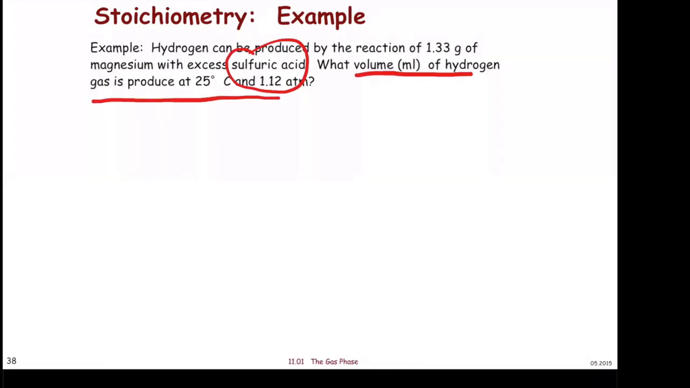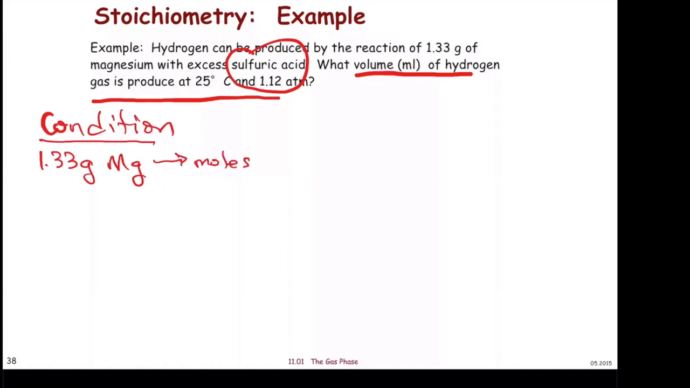And here we don't have STP. So when you see a problem like this, write the conditions. The reason you want to write the conditions is because you don't want to keep referring to the word problem. It slows you down. You just want to worry about what variables you have to work with. You have 1.33 grams of magnesium. That's a starting material. You could probably calculate the moles from that. We'll do that later. We have sulfuric acid, and we're calculating the volume of hydrogen gas in this reaction.